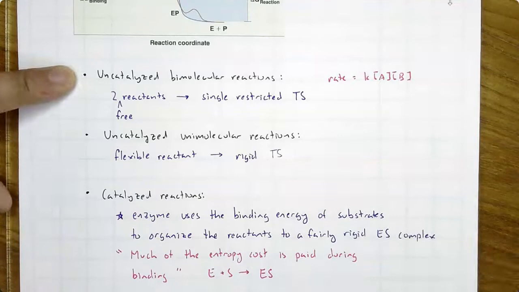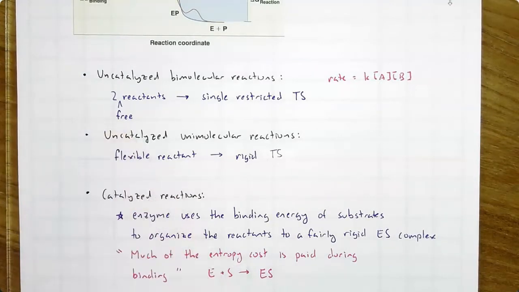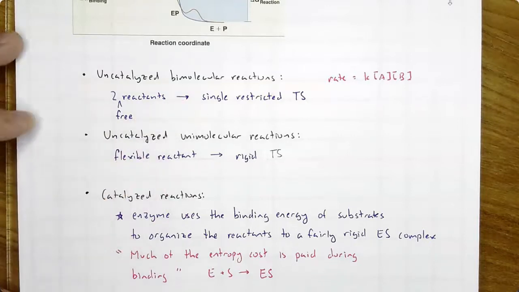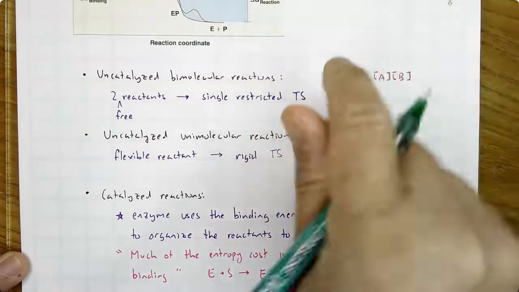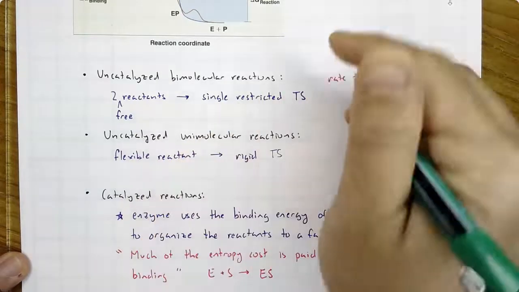So this is uncatalyzed, so your reactants are fairly free, and you will need to combine them into somewhat of a single restricted transition state. The conclusion here is that this is entropically unfavorable. Right, going from two molecules to one.